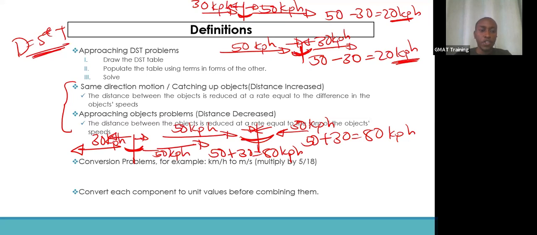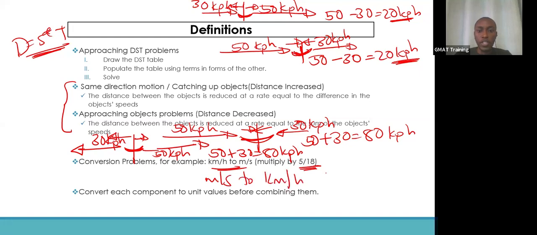Then you have the conversion problems. When you have units that are not the same, for instance, you're converting from kilometers per hour to meters per second, you multiply by 5 over 18. If it's vice versa, meters per second to kilometers per hour.